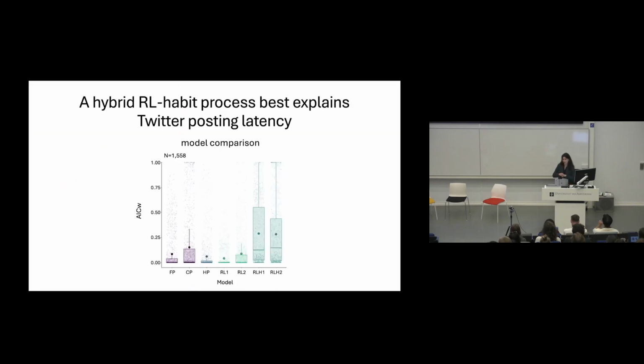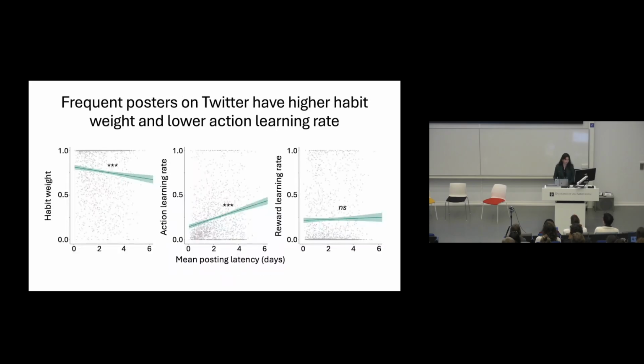We first found that comparing across the 7 models, the 2 hybrid models, with different numbers of learning rates, provided the best explanation of the data, suggesting that this hybrid process is governing posting across users. We then wanted to validate whether we could really interpret it as habit, by seeing whether more frequent posters differed in their parameters. And we found that indeed people who posted more frequently had a higher habit weight, indicating greater reliance on a habitual system, and a lower action learning rate, indicating more consistent posting over time, also consistent with habit. We didn't find a relationship we expected with reward learning rate.